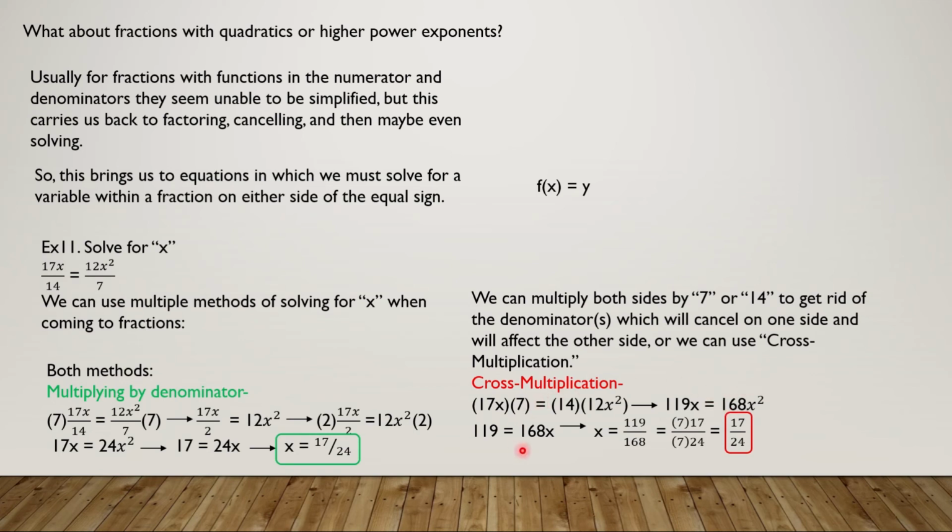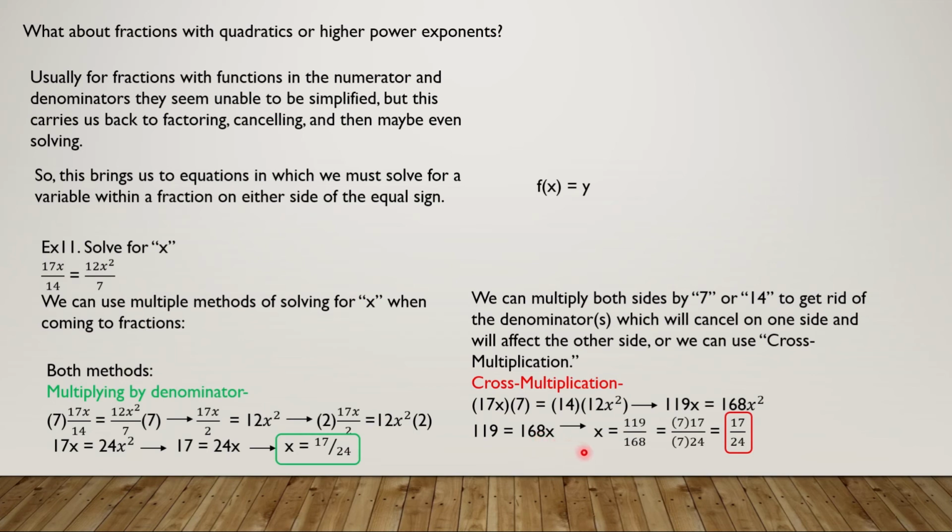You see obviously that you can factor out an x on both sides and divide both sides by x, and that will cancel one of them, and you would have 119 is equal to 168x. And what you can actually see, and it's a little bit difficult to see this, but the 119 and the 168 actually have a factor in common that you can simplify them.